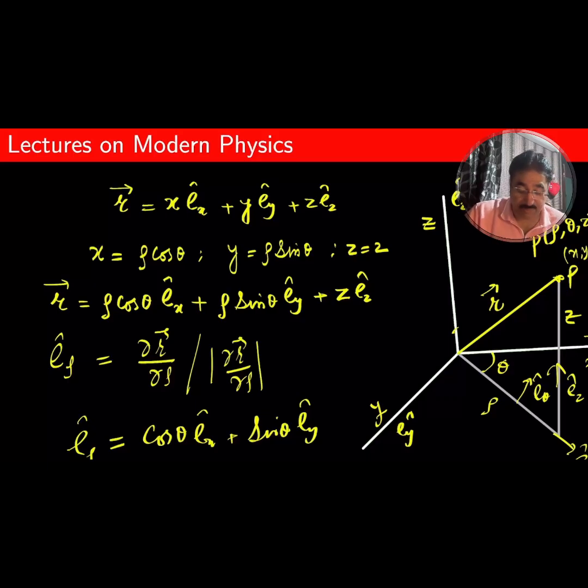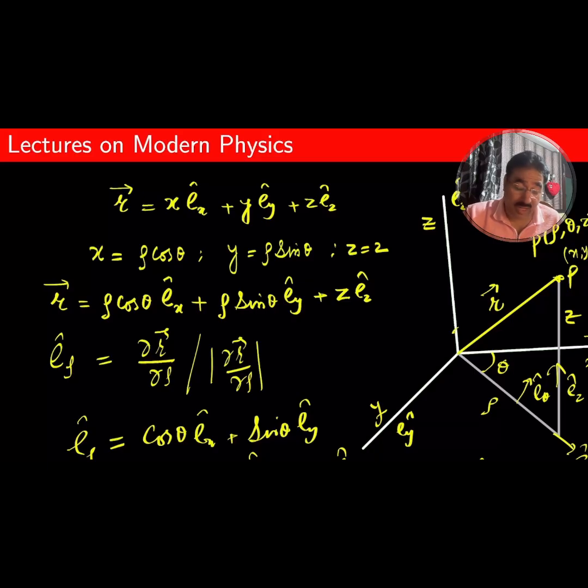It is the same thing as I found earlier. So e theta would again be the same thing which you found earlier, that is minus sine theta ex plus cos theta ey. And ez remains what it is. So you can verify all those dot products again. You can verify that e rho dot e rho is equal to e theta dot e theta is equal to ez dot ez is 1. So this you can take up as an exercise and do it. I will be very happy if you do it yourself.